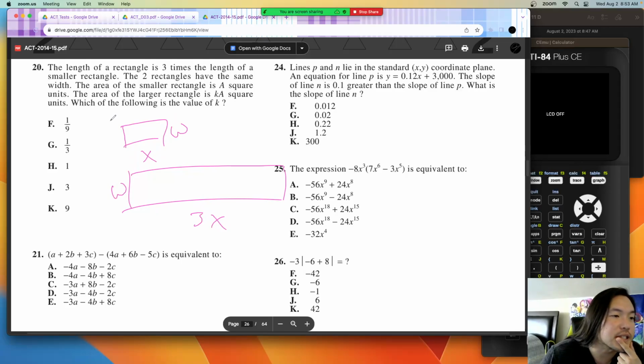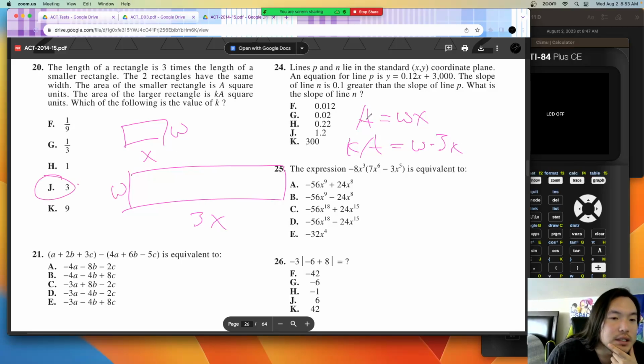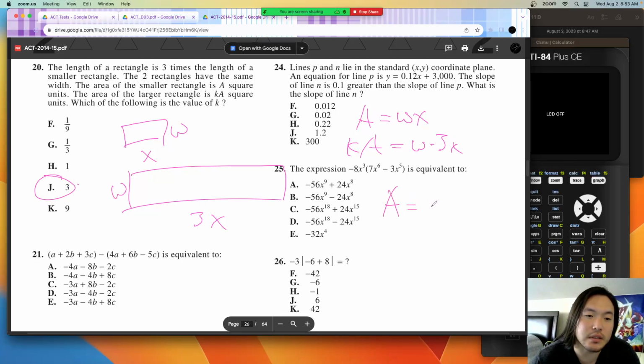The area of the smaller rectangle is a, okay? So a equals wx. And then the larger rectangle is ka, which is equal to w times 3x. It's just 3. Hopefully this makes sense. So a is equal to xw, right? x times w. And then ka, the area of the larger rectangle, is definitely equal to 3xw.